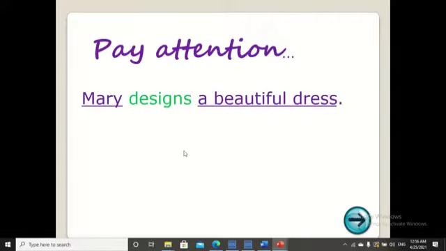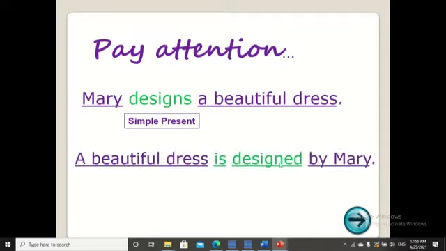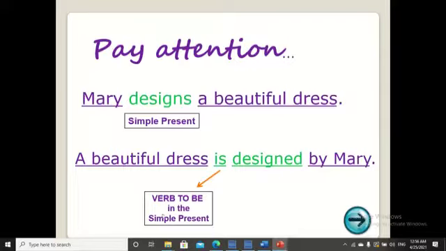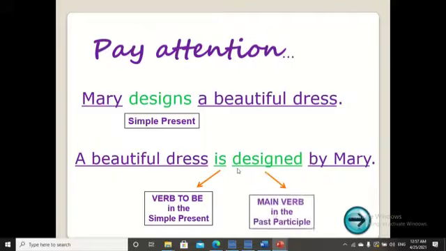Mary designs a beautiful dress. Here's simple present. A beautiful dress is designed by Mary. Here's is, verb to be in the simple present. So instead of putting the verb in the present simple, we just put is in the simple present. And what happens to design? It's, of course, in the past participle, which is verb 3. So instead of verb 1, we have be1 and verb 3. This is always the case in the present simple passive.